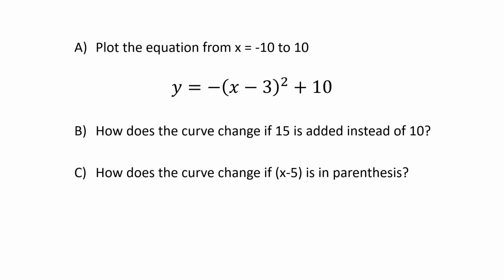Here is another question to consider. Plot the equation from x equals negative 10 to 10 of that same formula we saw previously. Part B: we have to change the curve to add 15 instead of 10. Part C: change that curve again, but we're going to do (x minus 5) quantity squared in the parentheses. This is prompting us to think more about plotting. We're going to cover that for the next few minutes.